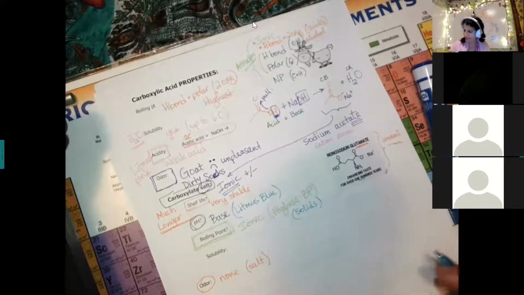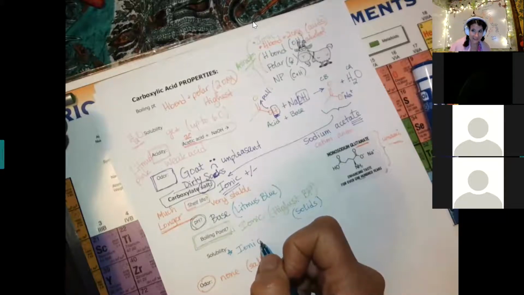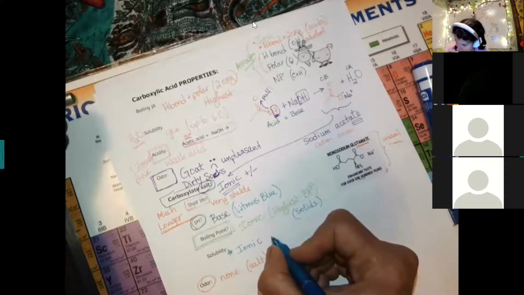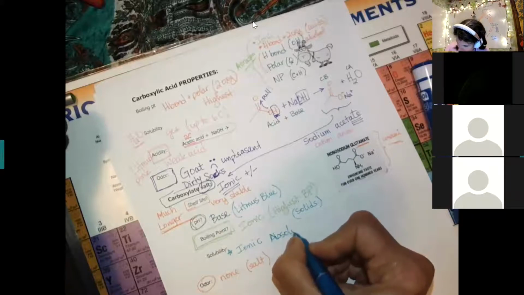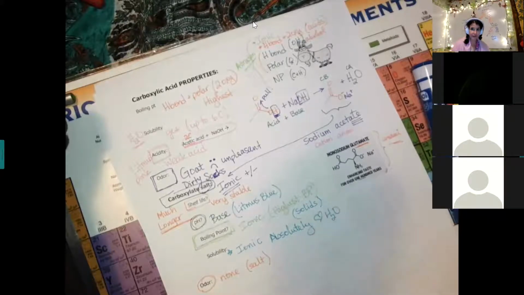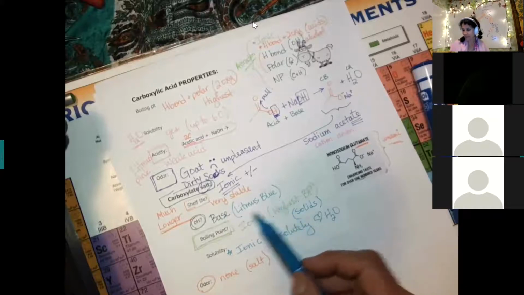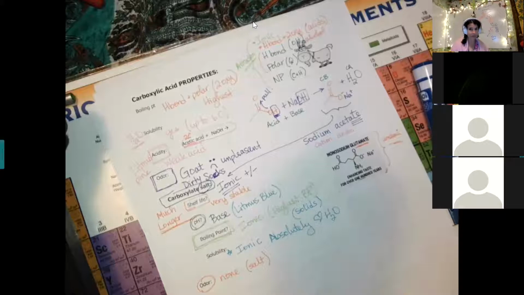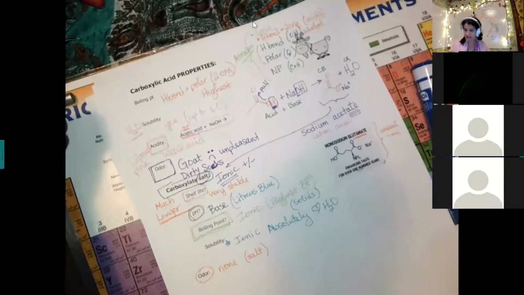They're going to be our highest boiling point. And solubility, they're ionic. There is no limit to their solubility. You don't need to count carbons. So even the big ones, if it is ionic, it is soluble. So absolutely loves water. You don't count carbons. They are going to be soluble. They're going to have the highest boiling point. They would turn litmus blue. They would be stable. They wouldn't have a smell.